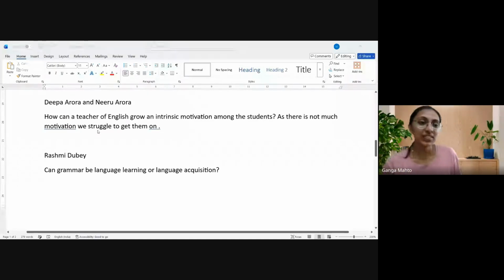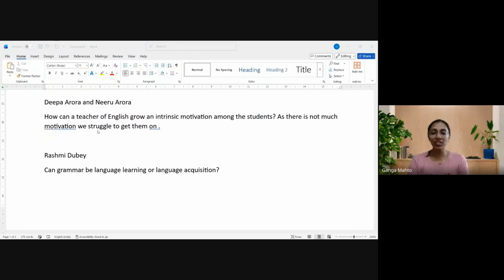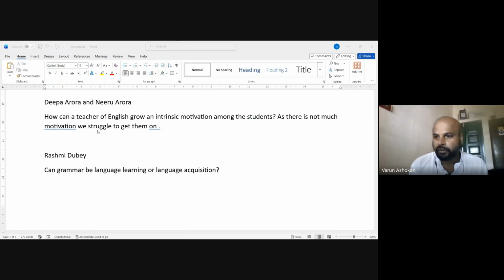So the next question is, how can a teacher of English grow an intrinsic motivation among the students? As there is not much motivation, we struggle to get them on. I think that's how we taught. We are teaching them literature, because if you are teaching a poem like "Road Not Taken," "Daffodils," the child actually gets interested and motivated, because the poem has so much deep concept.